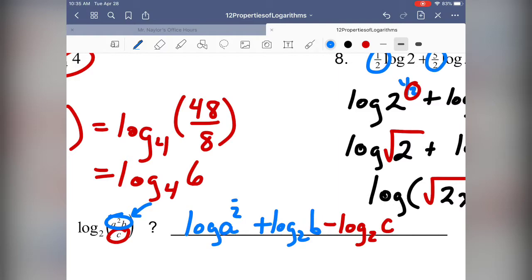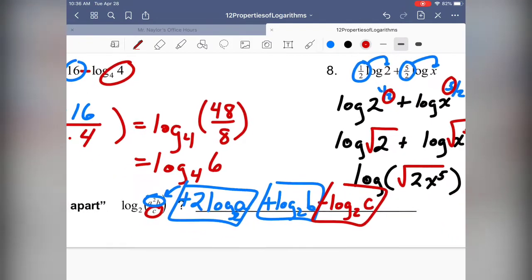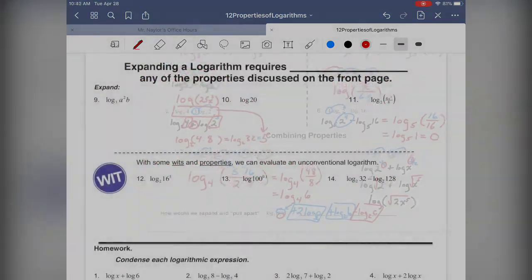But here's the thing, that a squared, that square, it really wants to park itself down here. And so if you're really on the ball here, you would say, all right, I'm going to take that square and I'm going to put it out front right away. So we end up with 2 addition problems. We end up adding 2 log a and adding log of b. And we end up with 1 subtraction problem, and that subtraction problem is minus the log base 2 of c.